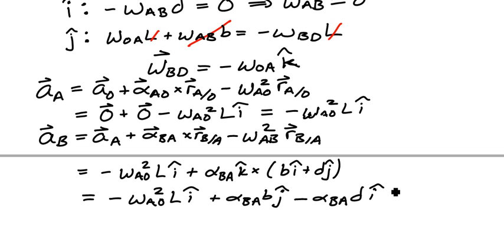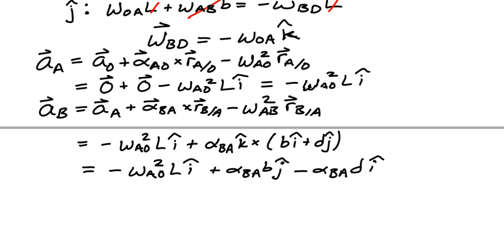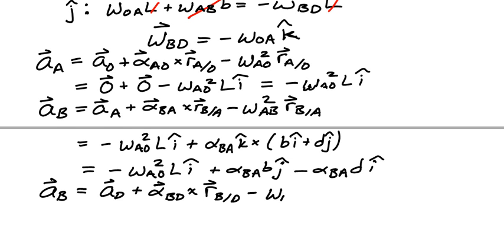I can then solve for the acceleration of point B using point D, and so I can say the acceleration of B is equal to the acceleration of D plus the angular acceleration of length BD, cross with the position vector B with respect to D, and then subtract off omega BD quantity squared times r of B with respect to D. If I expand this, again D is a fixed point, so it'll have 0 acceleration.